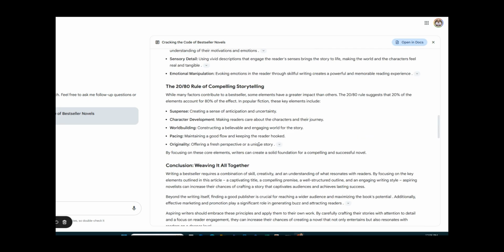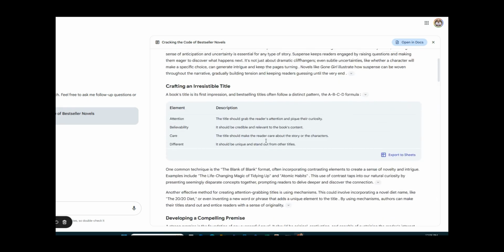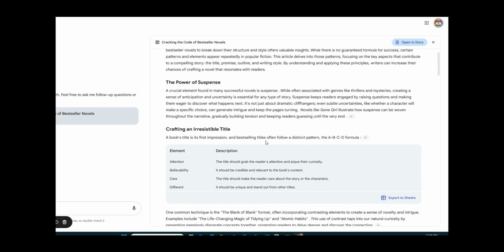This is good information. What I'm going to do is craft an original prompt that uses all of this research as a knowledge base for the AI. Let's move on to creating the premise next.